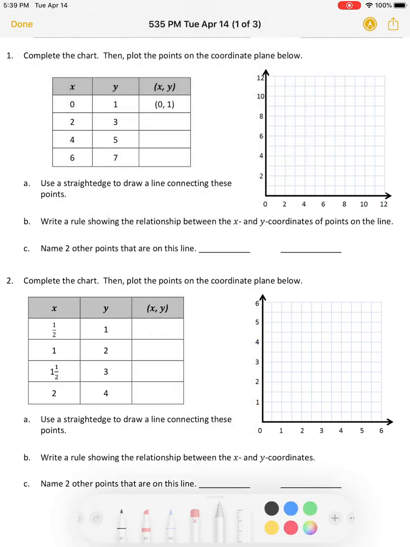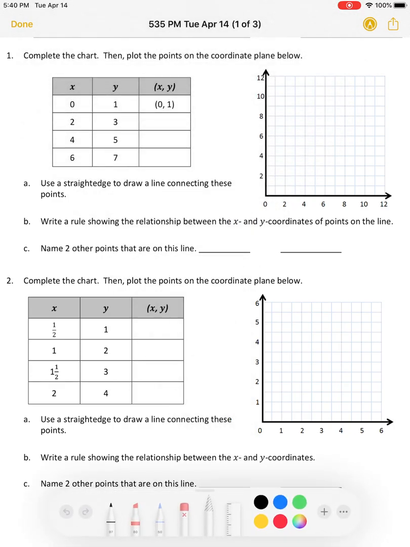And I'm going to move this down here. It says complete the chart, then plot the points on the coordinate plane below, okay? So we have our quadrant over here from our coordinate. They want us to complete the chart. So what's wrong with this chart? What's missing from this particular chart? They have all of the coordinates that are on the x-axis and all that are on the y-axis, and they want us to complete the coordinate pair.